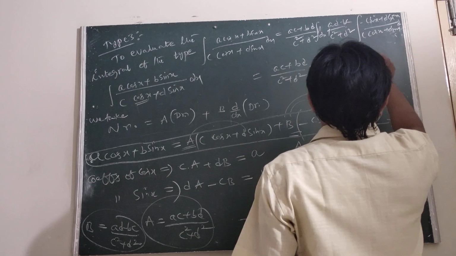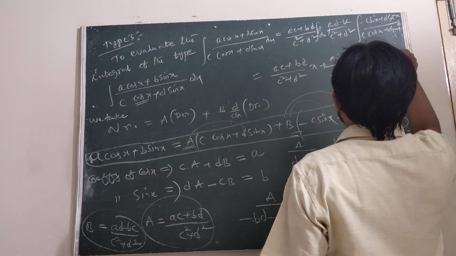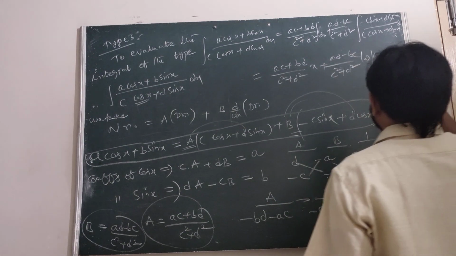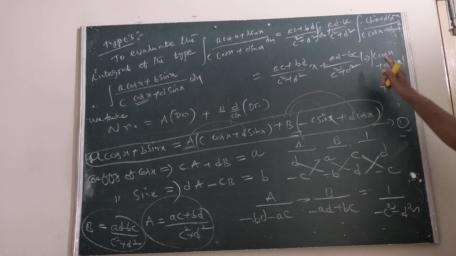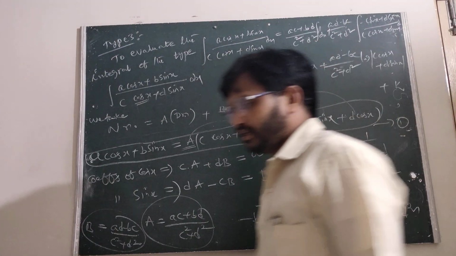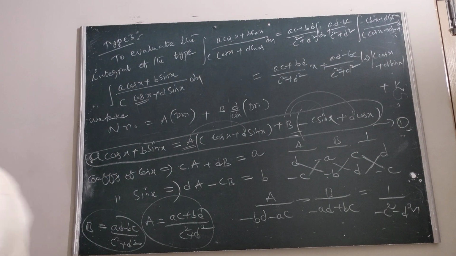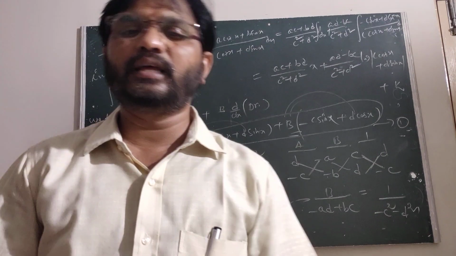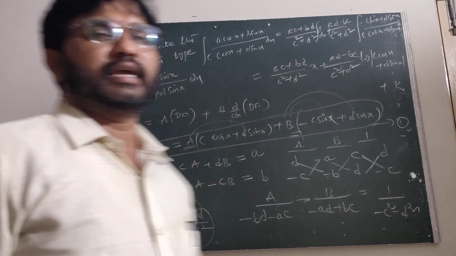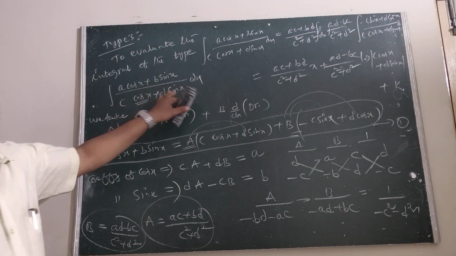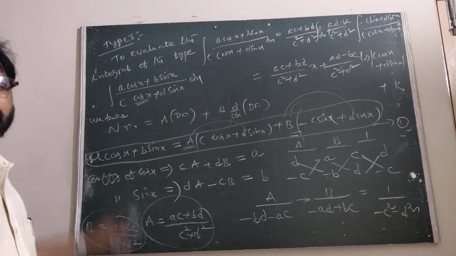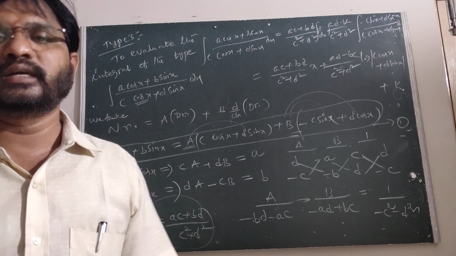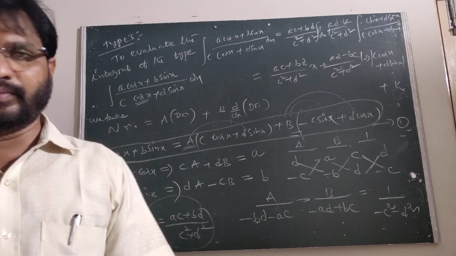That is log mod of C cos x plus D sin x. This is the answer: log mod of C cos x plus D sin x. So in this case, of type 3, if the integral is A cos x plus B sin x upon C cos x plus D sin x, then we take the numerator equals A into the denominator plus B into d by dx of the denominator.